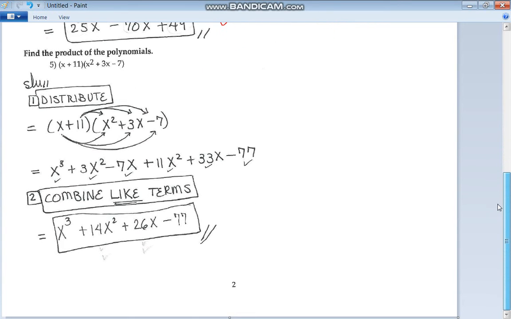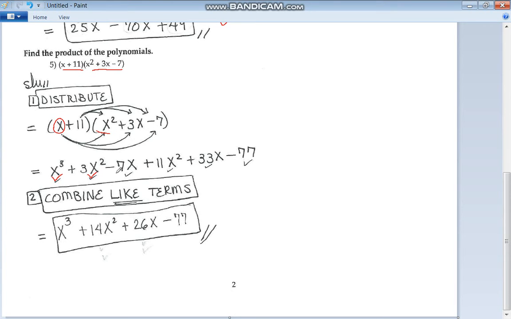Question number 5, find the product of the polynomials. Parenthesis x plus 11 times x squared plus 3x minus 7. So we have a two-term polynomial times a larger polynomial. We're going to have to do a lot of distributing. So first let's distribute the x. X times x squared gives us this. X times positive 3x gives us this.